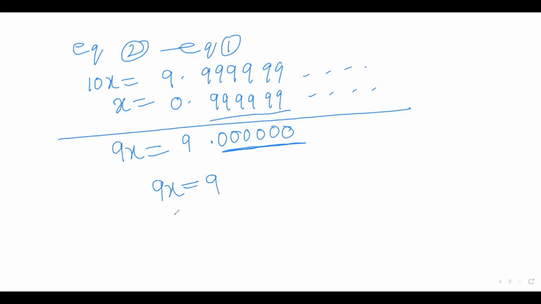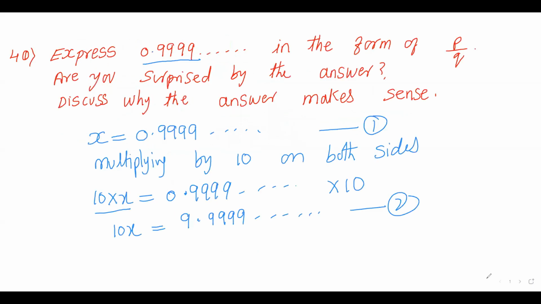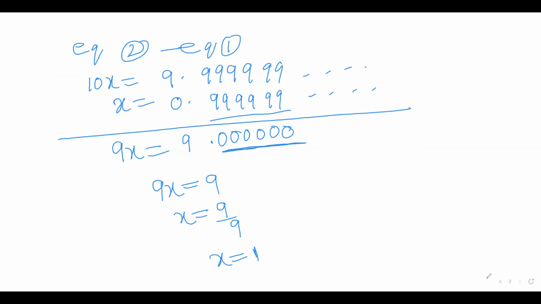9x is equal to 9. x is equal to 9 by 9. x is equal to 1. Surprisingly, we got x value 1. How can you justify this answer? Let us discuss this answer.